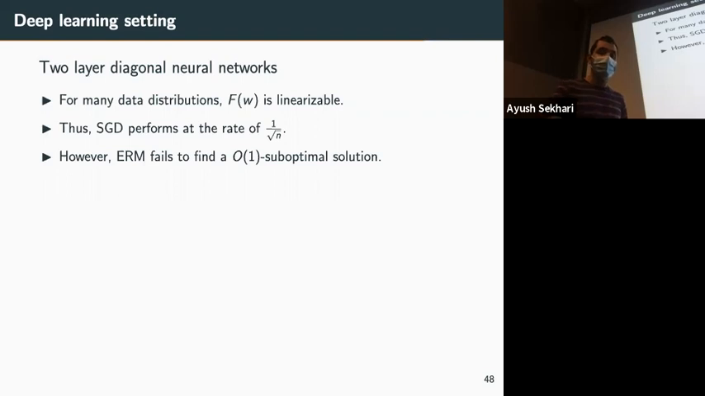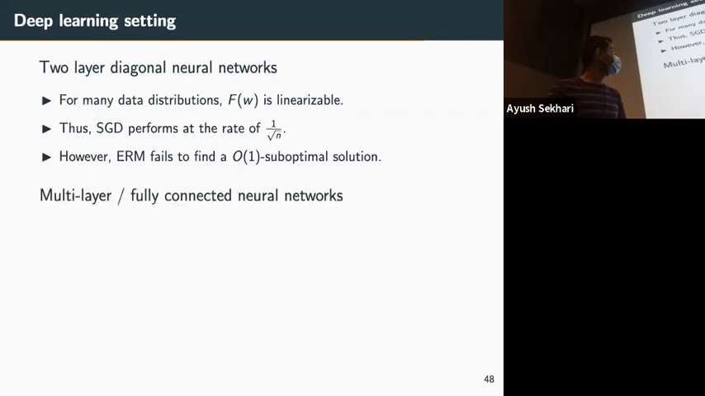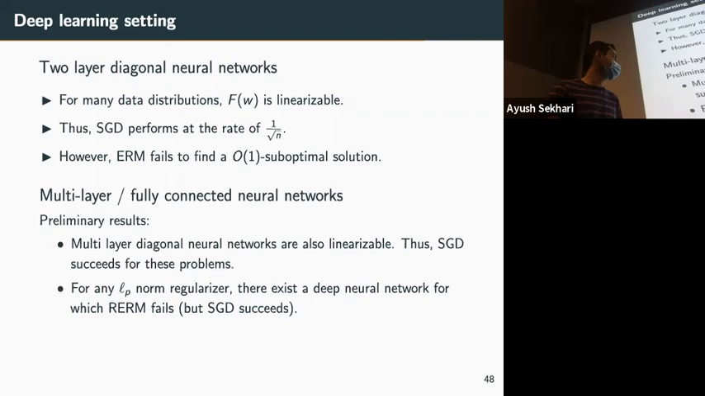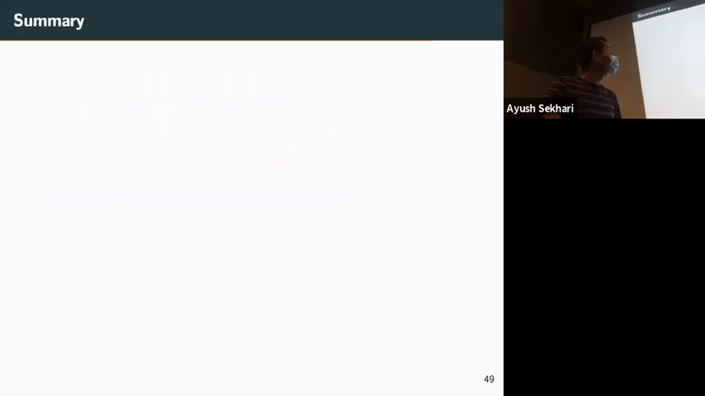And if you move beyond two-layer, to multi-layer linear neural networks, we can also show linearizability. And we can extend the failure of ERM to Lp norm regularizers, so any Lp norm regularizer. But in general, we don't have a strict separation in terms of ERM versus SGD in the neural network setting right now. So it would be interesting to figure that out, and maybe going towards fully connected neural networks can lead to such separations. Okay, so I'll quickly summarize.